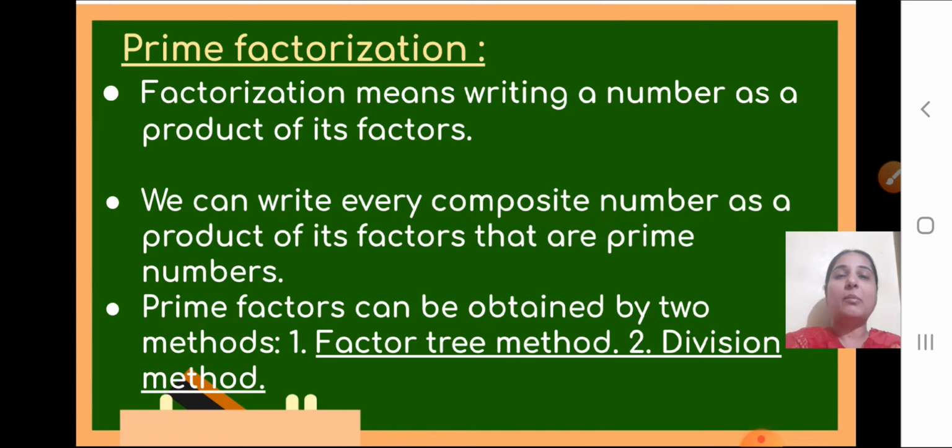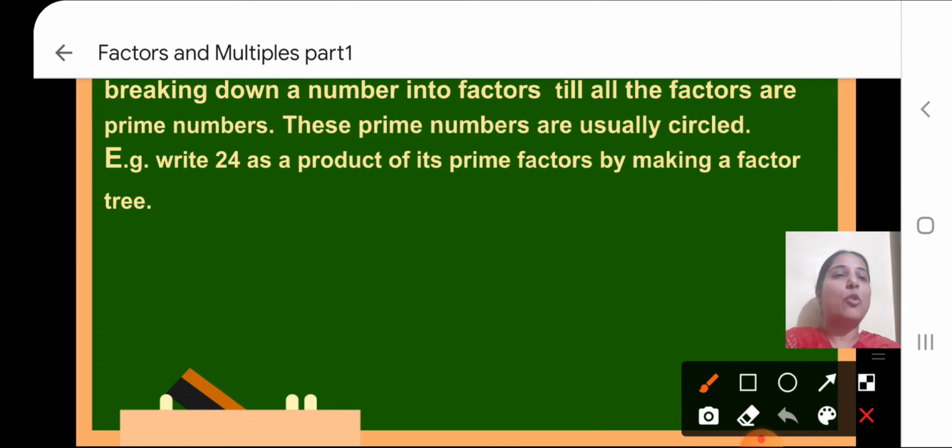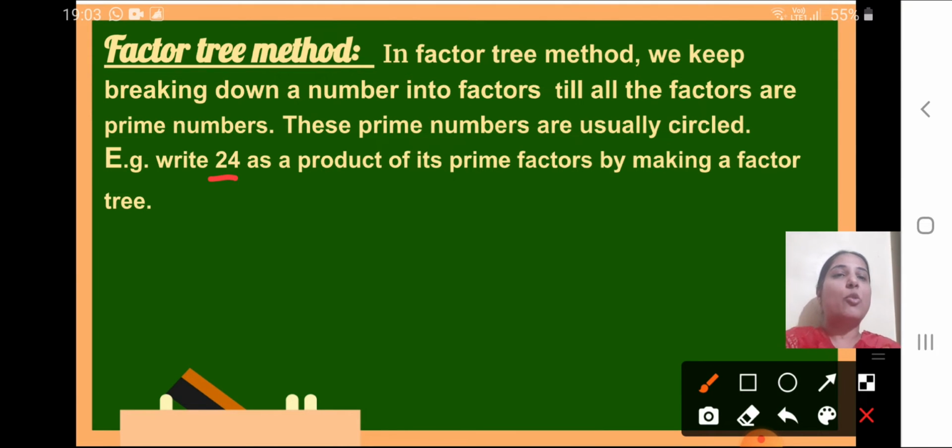Now how to find the prime factors? It can be obtained by two methods, that is factor tree method and division method. Now in the factor tree method, we keep breaking down a number into factors till all the factors are prime numbers. These prime numbers are usually circled. For example, if we have to write number 24 as a product of its prime factors by factor tree method, then how will we do that?